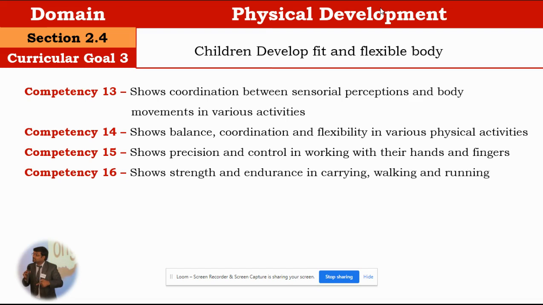So this is all about shows balance, coordination, and flexibility in various physical activities. Now, competency number 15: shows precision and control in working with their hands and fingers. Means we are talking about fine motor skills like eye-hand coordination, muscle strength for doing simple activities like scribbling, pasting, tearing paper along the line given, clay work, etc. Drawing lines, curved lines, cutting along straight and curved lines, and so on.